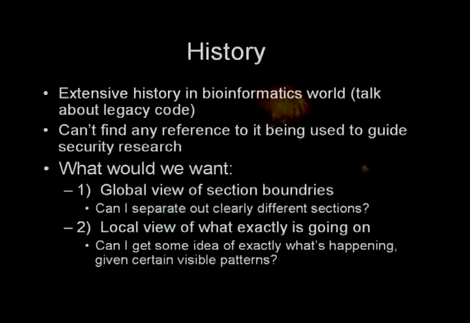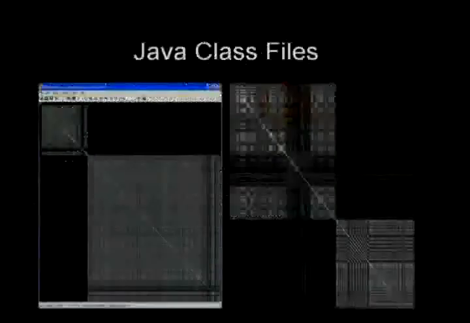First of all, we'd want to get a global view of section boundaries. Can I separate out clearly different sections? Secondly, I want a local view of what exactly is going on. Given a certain pattern, can I make some degree of conclusion over visually what's showing up?